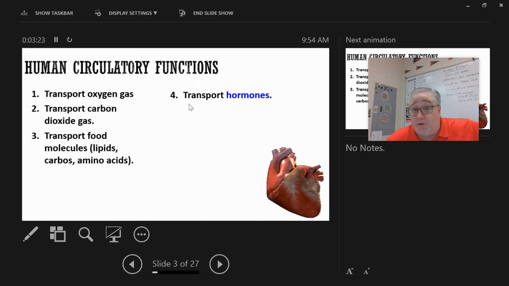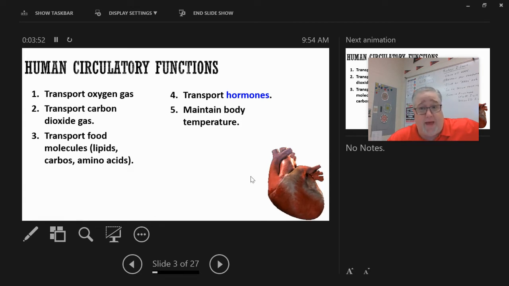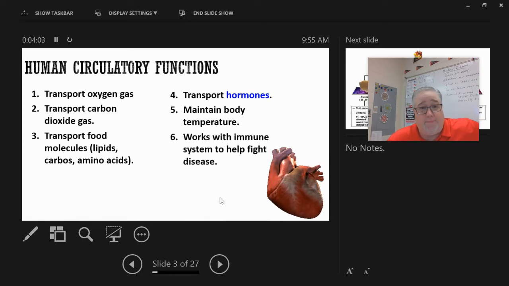Your blood also transports hormones. We talked about that in the last unit. For example, things like histamine. It's a hormone that has to get carried from one point in your body to another. There are dozens of examples of hormones that your body transfers. Maintains body temperature. Not only does your blood carry a whole bunch of different things, but it also has to distribute heat evenly to all the areas of your body. If your body doesn't have heat, it's not going to function properly. So that's an important thing as well.